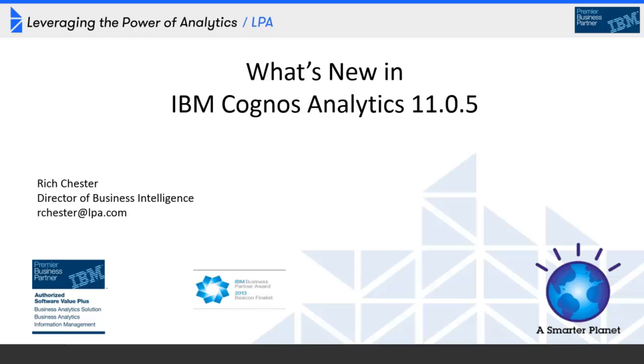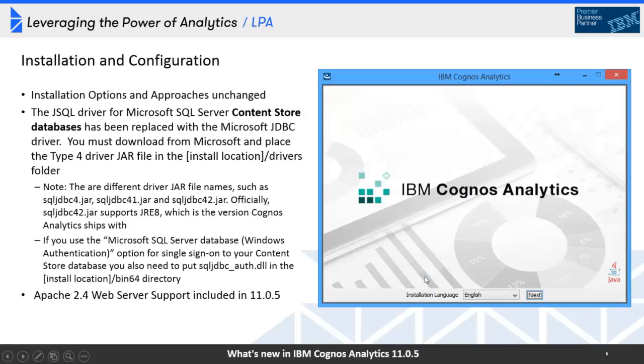Now, to the content at hand, what is new in Release 5 of IBM Cognos Analytics? First, let me talk to you about some installation and configuration changes. There's not many. By and large, installing R5 is pretty much identical to installing R4. For those of you who have SQL Server content stores, there is one big change in R5, and that is up until and through R4, IBM provided the driver needed for the Cognos configuration tool so that when you configured Cognos to use the SQL Server content store, the driver to connect to that database was included in the install.